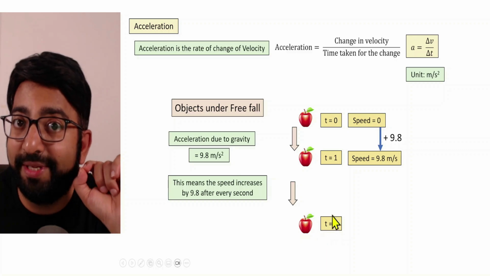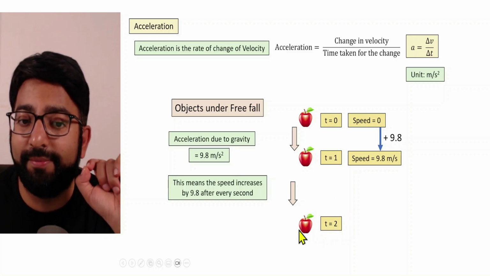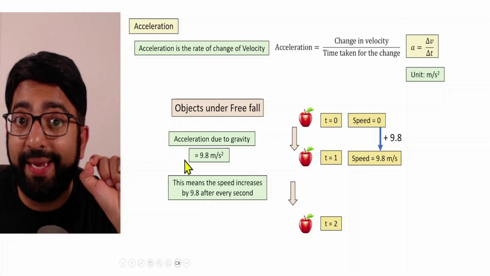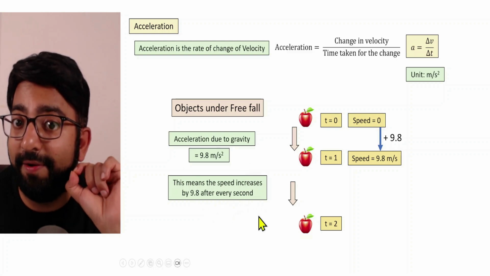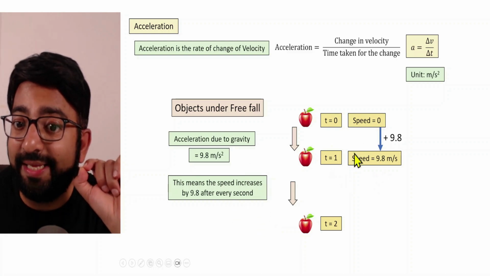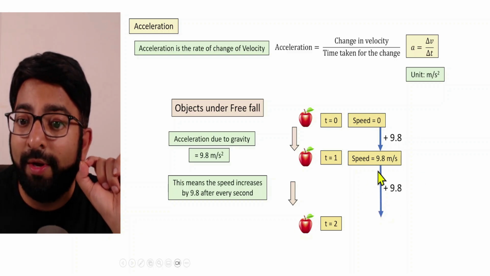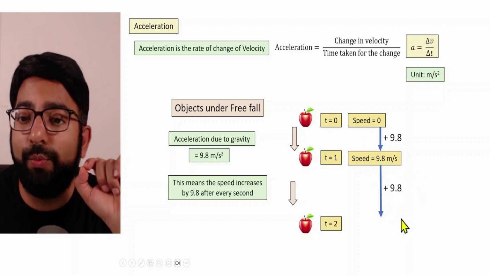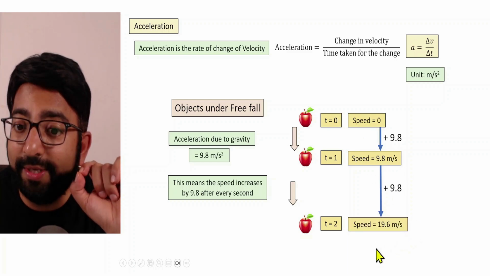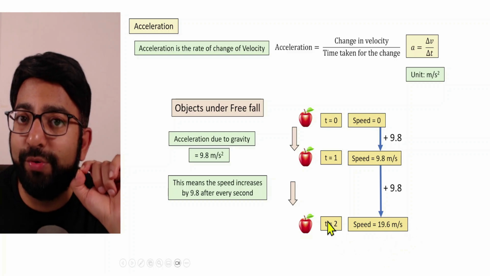Let's say at t is equal to 2, this is the position of the apple. So what do you think will be the speed of the apple at this point? Remember the logic, the speed is supposed to increase by 9.8 after every 1 second. At t is equal to 1, since the speed was 9.8, we will add another 9.8 to this value. So 9.8 plus 9.8 will give us 19.6, which will be the speed of the apple after 2 seconds.